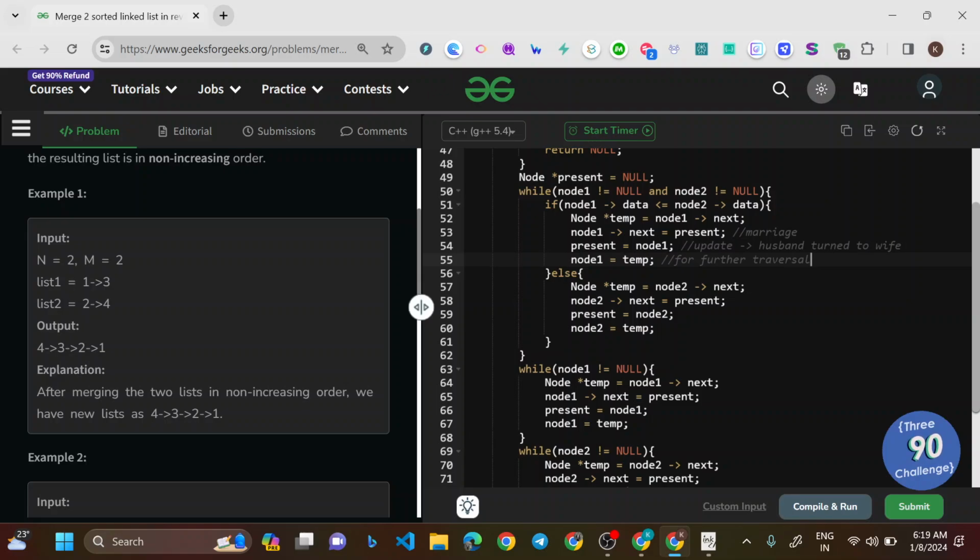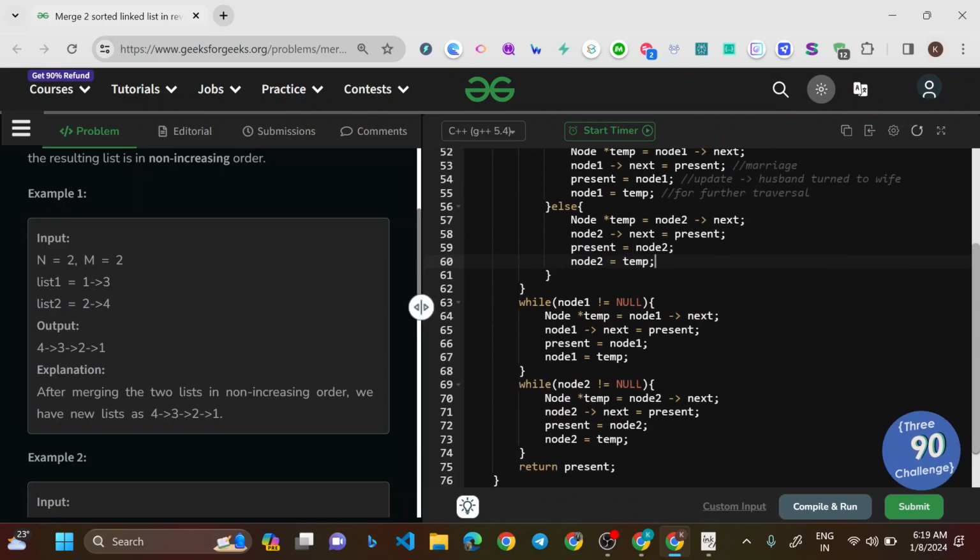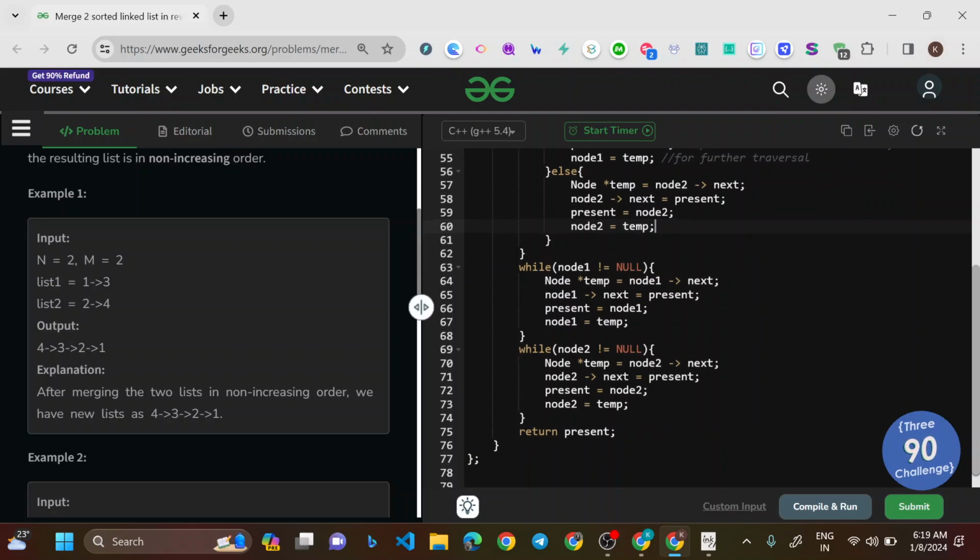But what if your node 1 data is not less than or equal to node 2 data? That means node 2 data is less than node 1 data, right? It's the simple thing: you'll be writing the same thing here as well, just that instead of node 1 you'll be putting node 2. That's it. And now after doing this, either one of them will be exhausted. Either linked list 1 will be fully traversed, or linked list 2 will be fully traversed, or both of them will be fully traversed. Let us assume only linked list 2 has been fully traversed and linked list 1 is still there.